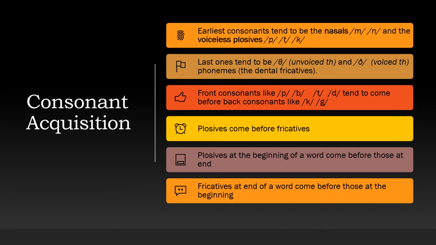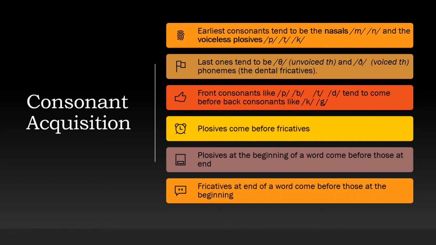Next then we've got plosives at the beginning of words come before those at the end. So words like dog and boy, which have plosives at the beginning, are easier for children to articulate than things like hat, where the t at the end has to be articulated with that explosion, and so the early plosives are the easier ones. And then finally for this screen, fricatives at the end of words tend to come before the ones at the beginning of words.